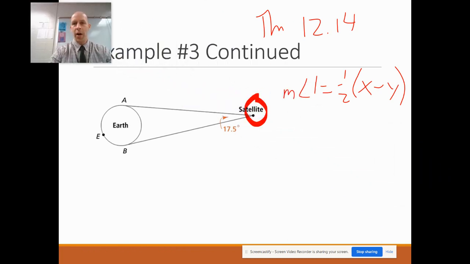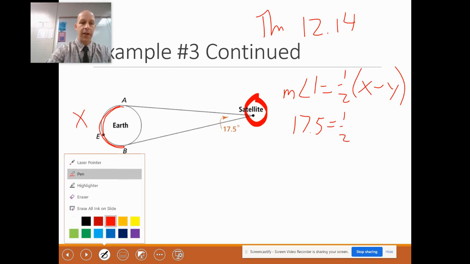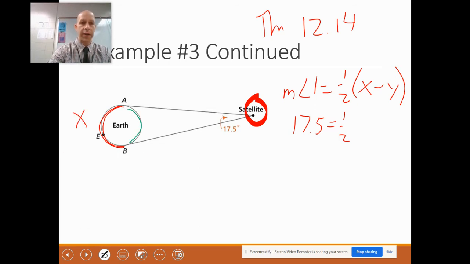Okay, so we know that the measure of the angle is 17.5, so that's nice. The problem is what are we going to do with this x and this y? The bigger of the two is going to have to be the x. And the smaller of the two, I'll use a different color here, I'm going to let this smaller one be y, because again, we want to keep that thing positive. Now the problem is the way I have it written right now, I still have 2 variables, so that's not going to make things any better.